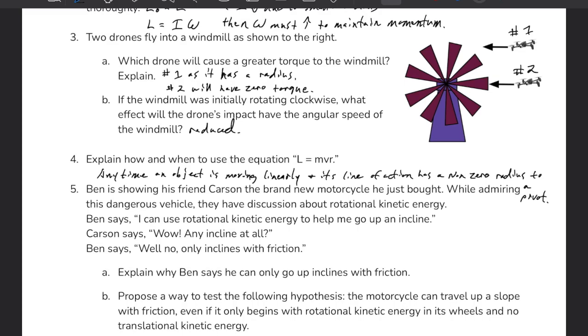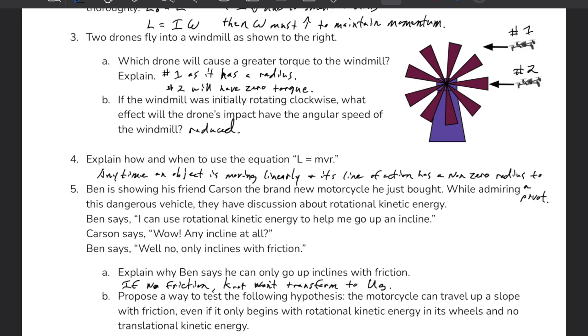Explain why Ben says he can only go up inclines with friction. If you don't have friction, you don't have a torque, in this case, between the wheel and the ground. With no friction, no torque, you can't change the angular velocity. So the wheel will spin, but not allow you to convert out of that spin into some other energy. So the KROT stays KROT. You're not going to convert it to gravitational potential energy.